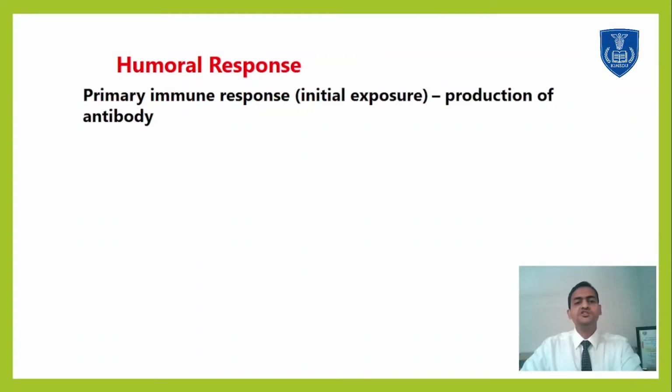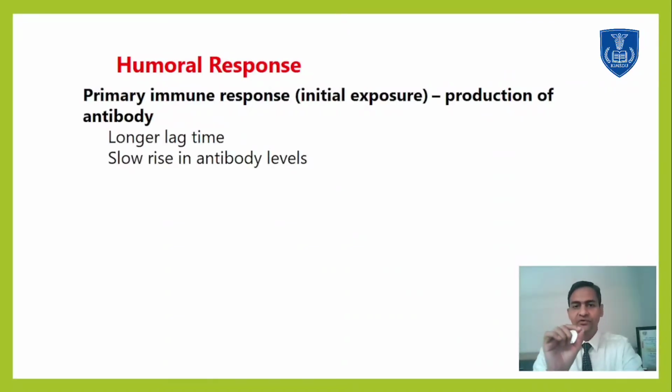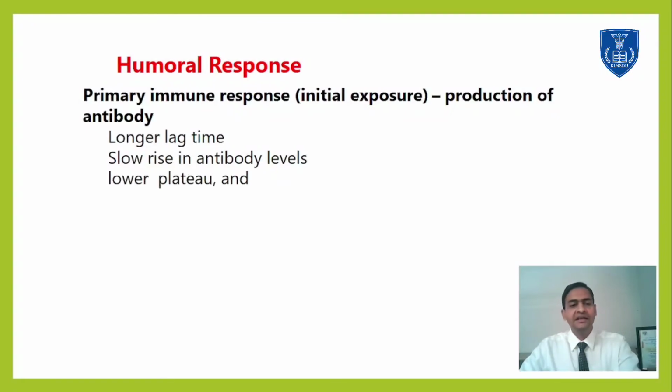Now, humoral response is actually the primary response of our body, and it is responsible for production of antibodies. It has a longer lag time. That means from the infection to development of immunity, it will require some time to develop. It has a slow rise in antibody level, and it will have a lower plateau. It will be clear in the next slide, where we have the graphical presentation of this response.